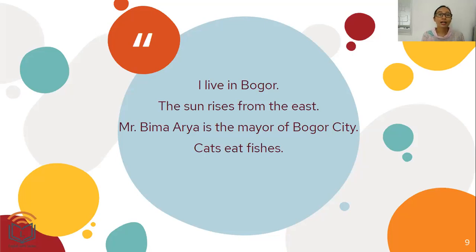And the next one is cats eat fishes. Okay. It is a generalization about animals. Okay. Cats eat fishes. It's a general thing. Like dogs eat meat, cats eat fishes. That is a general thing. So we can use simple present tense.